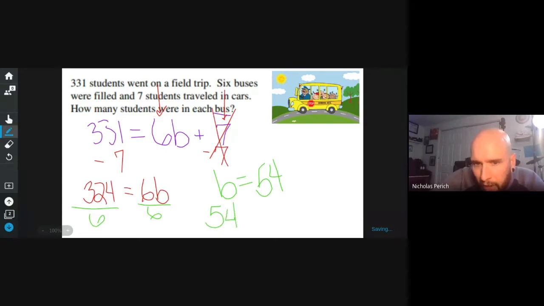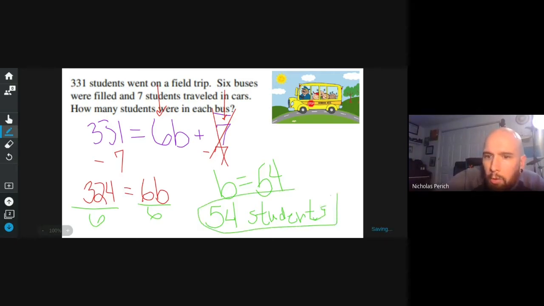So we have to answer with, at the very least, a word. And I'm not going to write out an entire sentence because this is awful writing on my Chromebook. But the answer is there were 54 students riding on each bus. Capiche?